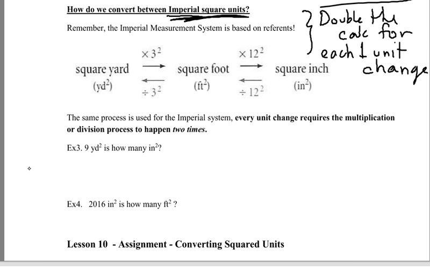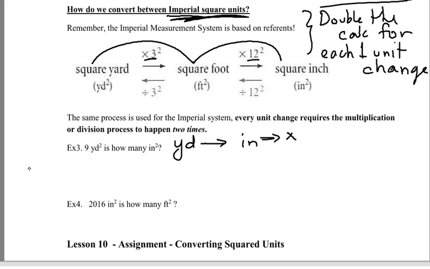9 yards is how many inches squared? Well, let's first of all think, if I want to go from a yard to an inch, just from a yard to an inch, forget about these little squares right now, but a yard to a foot is times 3, and a foot to an inch is times 12. So this calculation would be times 3 times 12. But because we want to go yards squared to inches squared, each calculation has to happen twice.